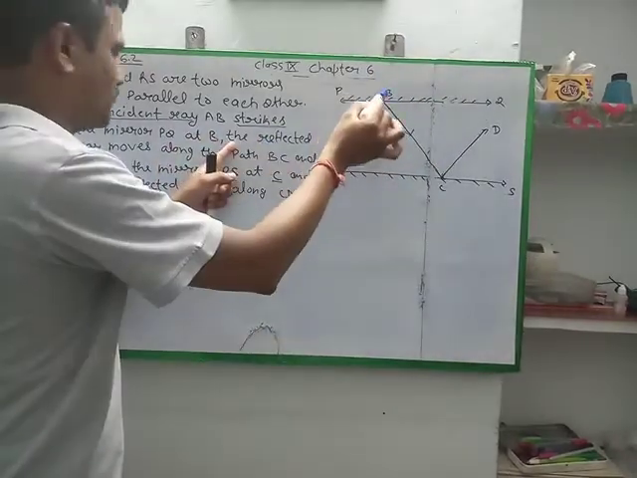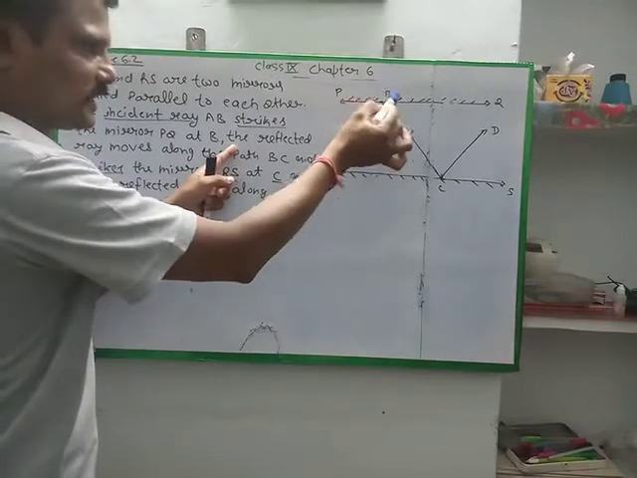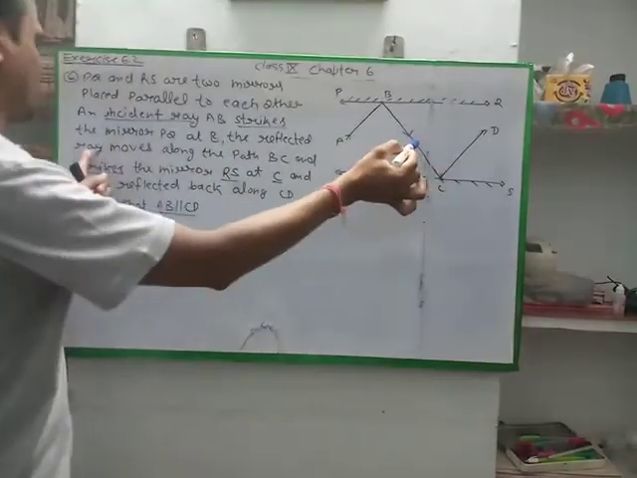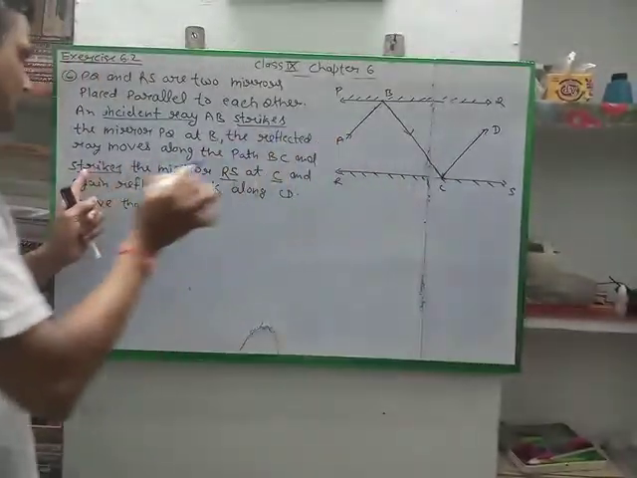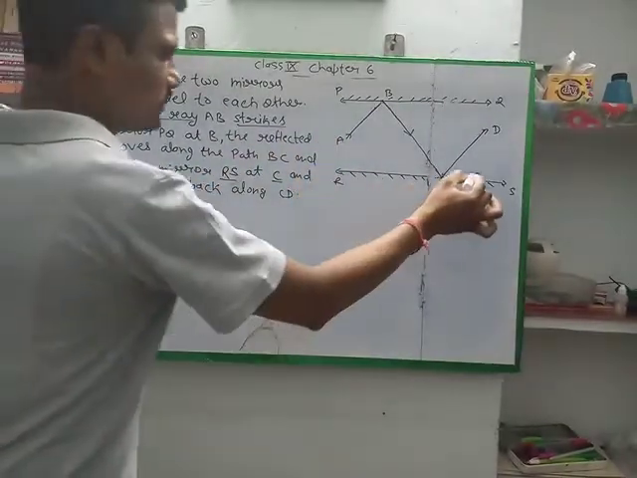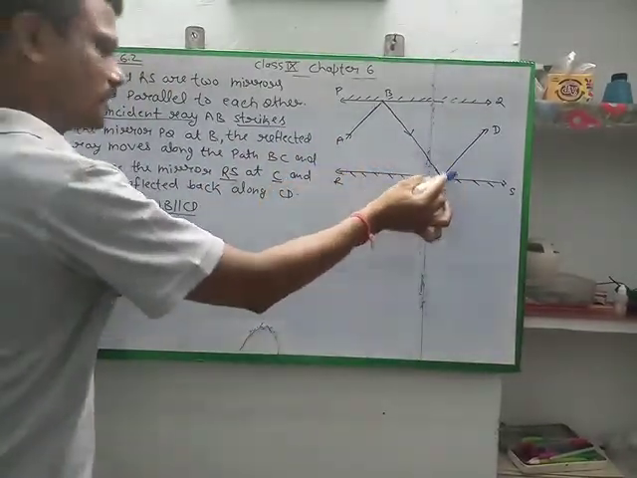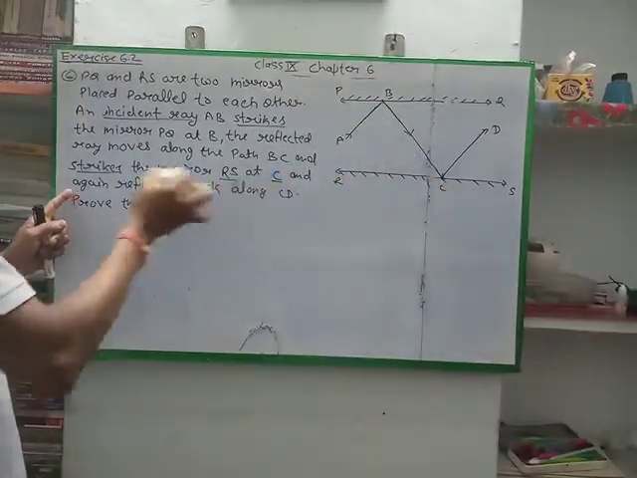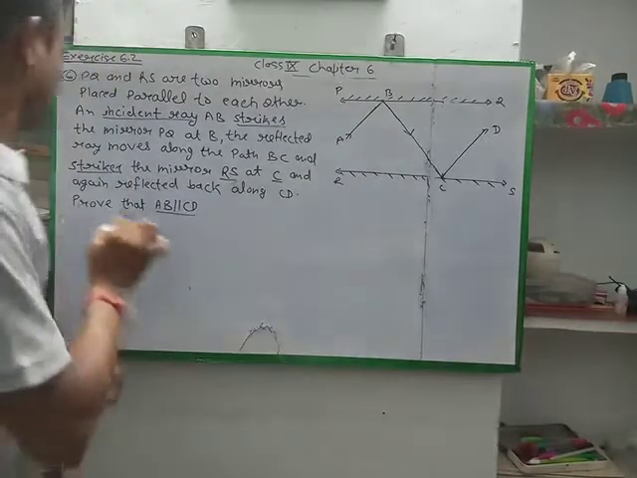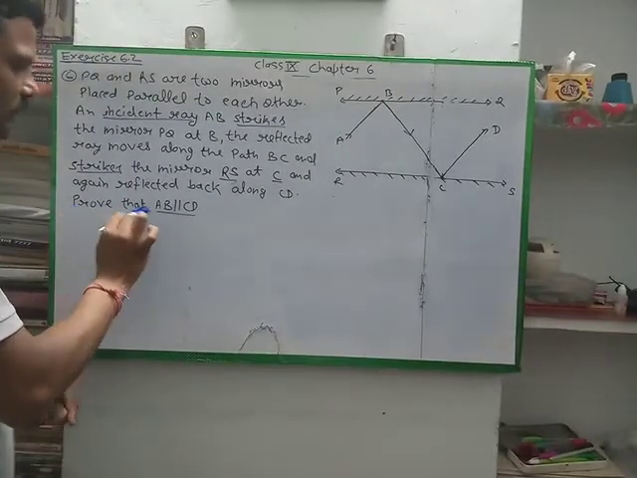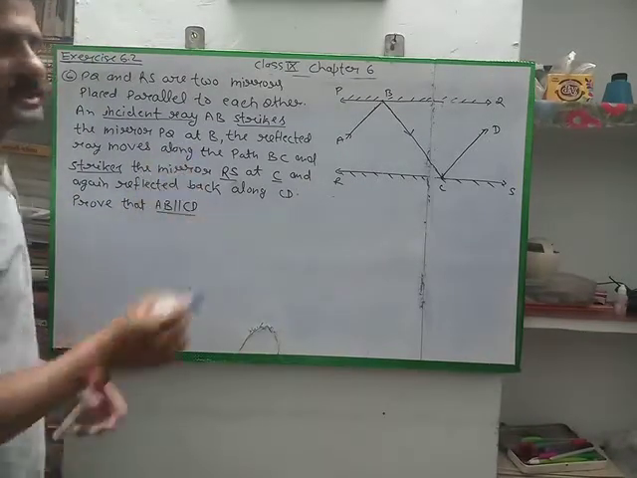The reflected ray BC moves along the path BC and strikes the mirror RS at C. यहां पर स्ट्राइक करती है, then again reflected back along CD. Then we have to prove that AB is parallel to CD.